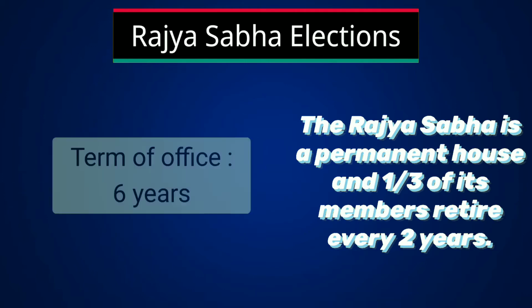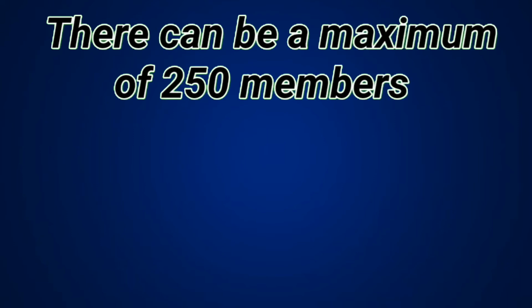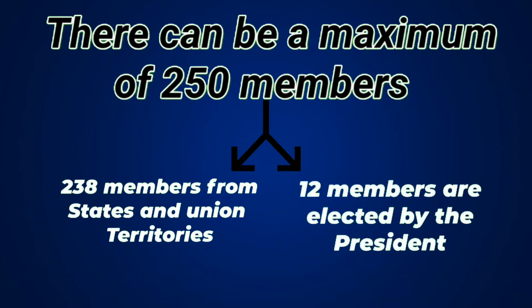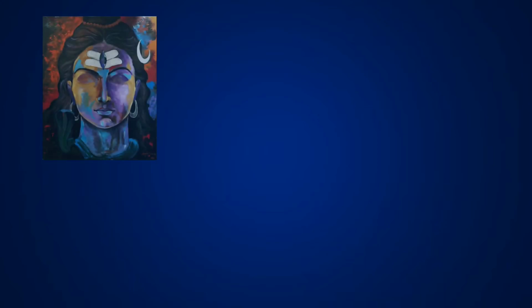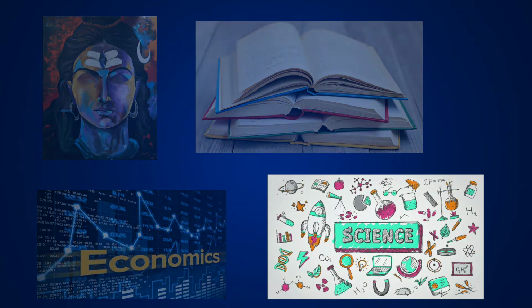The term of Rajya Sabha members is 6 years, and every 2 years, 1/3 of the members of Rajya Sabha retire. There can be a maximum of 250 members in Rajya Sabha, out of which 238 members are elected by voting, and the other 12 members are elected by the president on the basis of their contribution in the field of art, literature, economics, social work, science, etc.